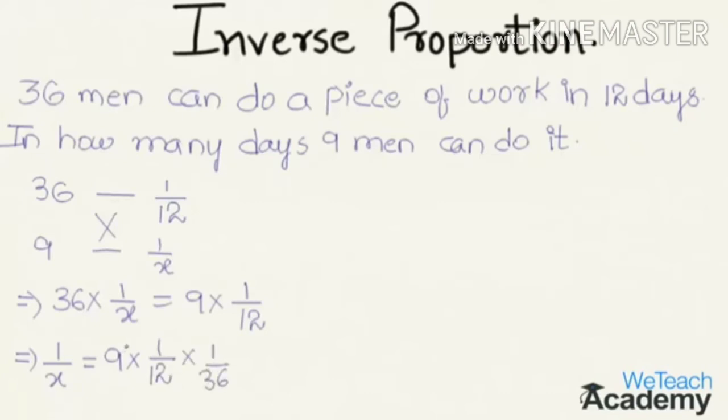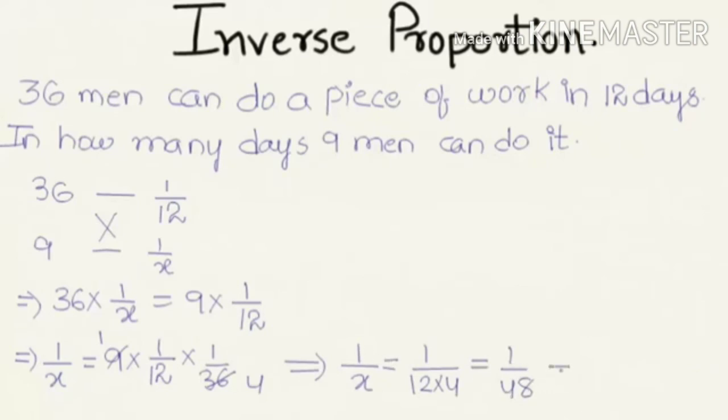Here 9 one time is 9 and 9 four times is 36. That implies 1 by x is equal to 1 by 12 into 4, which is nothing but 1 by 48. So 1 by x is equal to 1 by 48, and we can write this as x is equal to 48. So 9 men can complete the work in 48 days.